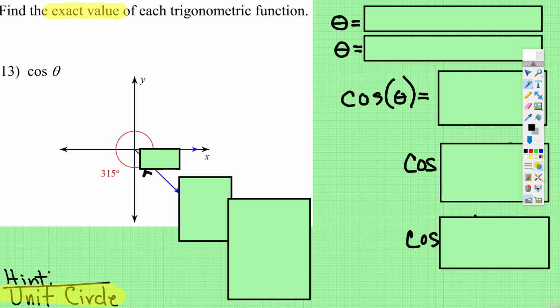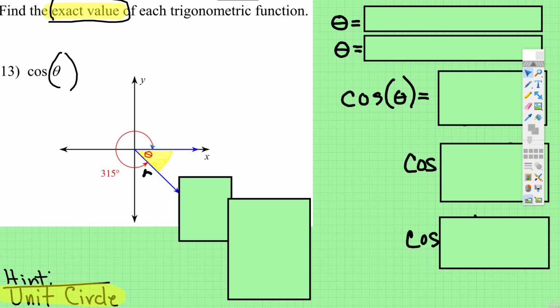We do not want rounded calculator values. We want the radicals intact. Anyway, usually when it says exact value, you're going to ignore the calculator and you're going to get your unit circle out, or if you have that memorized, which you should, use the unit circle. All right, so it says find cosine of this given angle right there.